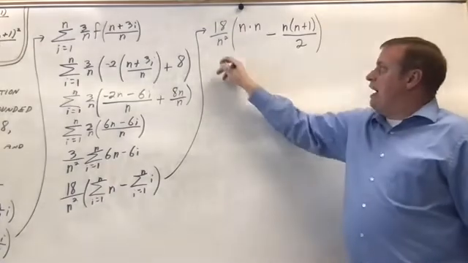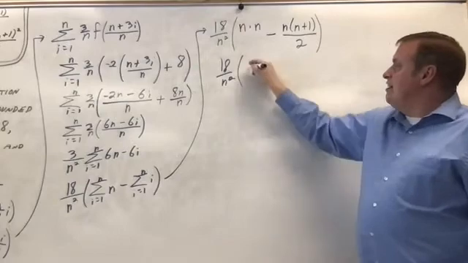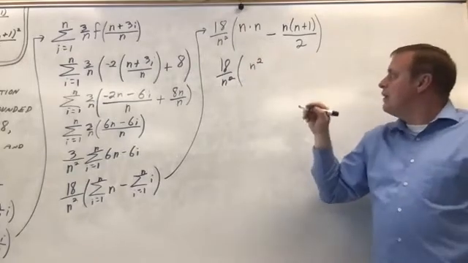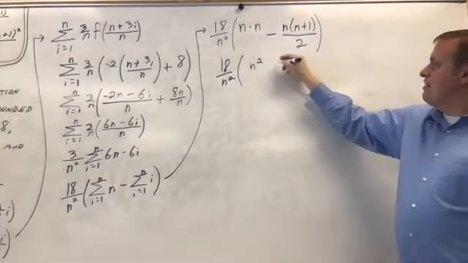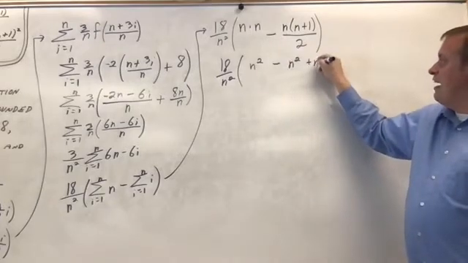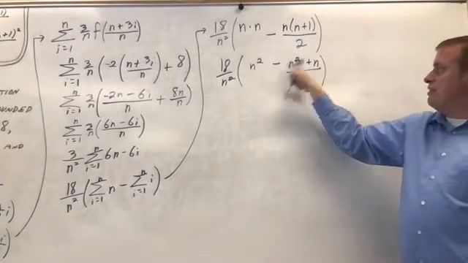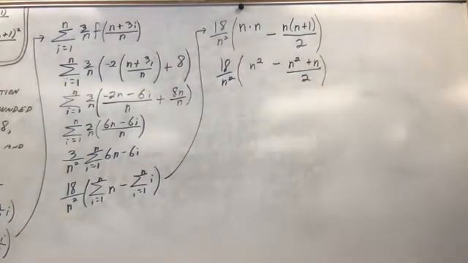Now simplifying, this becomes 18 over n squared, that stays. This is n squared. And then this is going to be minus, this is n squared plus n all over 2. Now I'm going to have to distribute this negative sign eventually here. Okay.